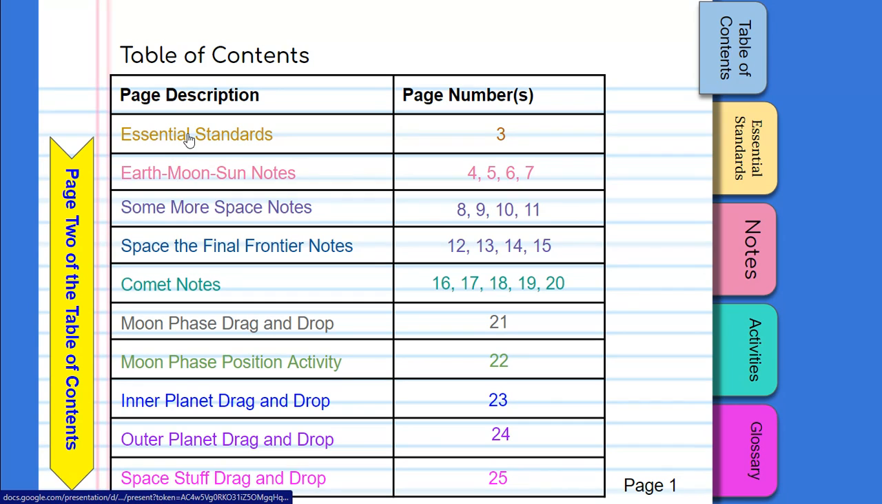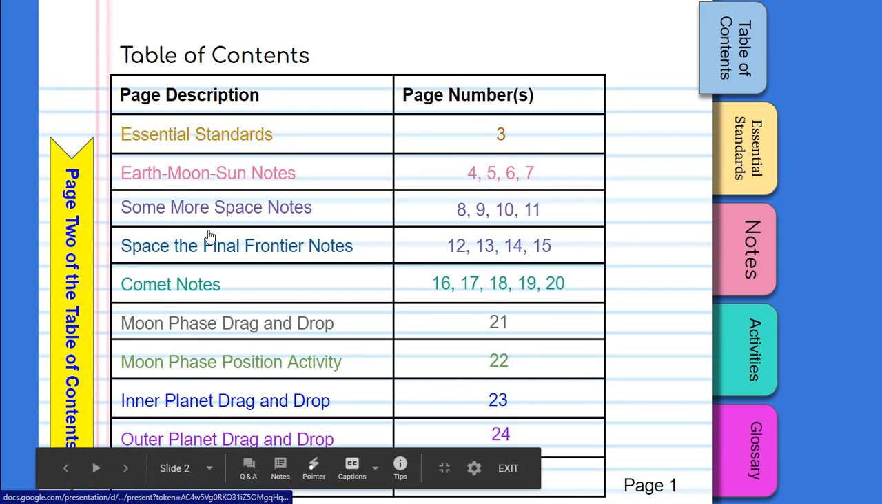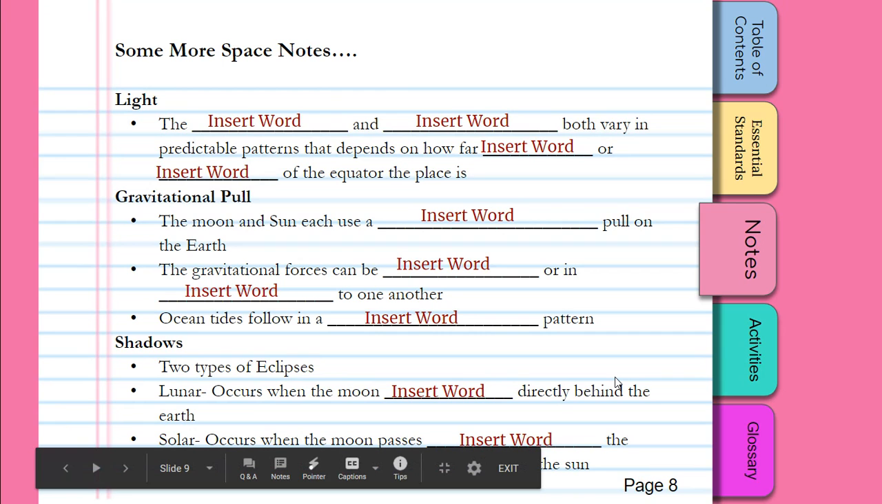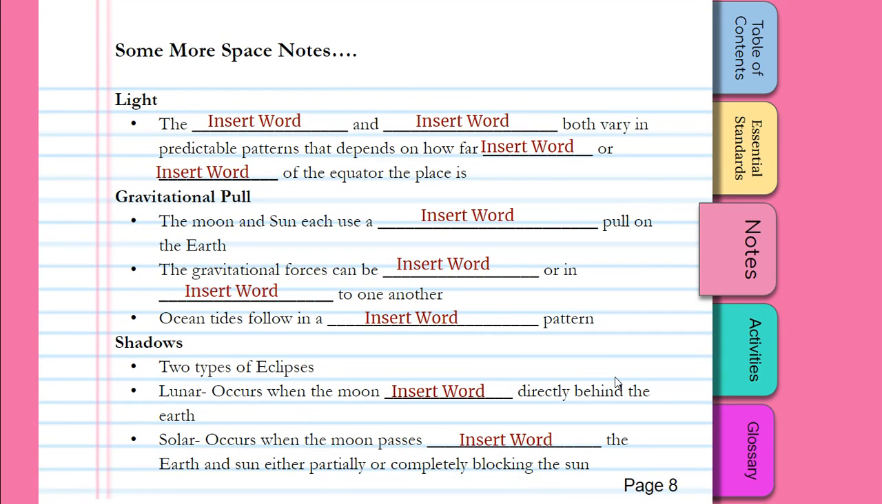I have also linked all of these to the thing. So if we're like, hey, I'm going to be doing some more space notes, click on it. There it is. Well, how I am going to do this is I am going to be uploading a Screencastify video of my notes on some more space notes. I'm going to record it and I'm going to upload it, and then the kids will be able to follow along with my Google Slides on some more space notes and insert the words.